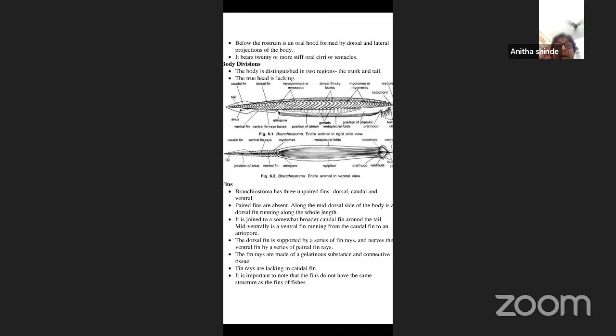And mid-ventrally, there is a ventral fin which runs from the caudal fin to the atriophore. And the dorsal fin is supported by a series of fin rays. So we can say the branchiostoma has three unpaired fins. They are the dorsal fin, the caudal fin, as well as a ventral fin.